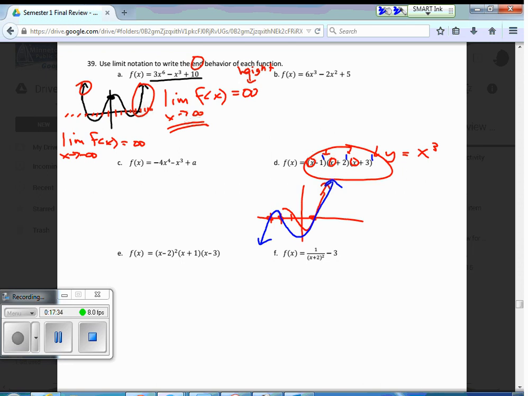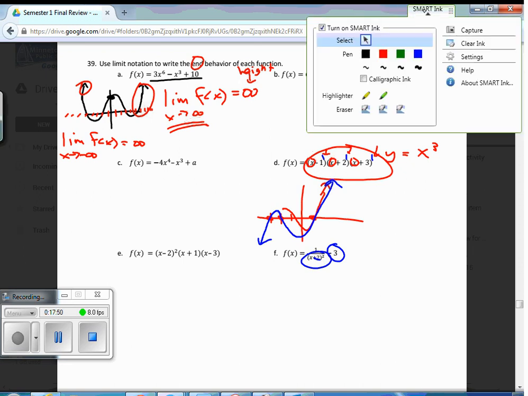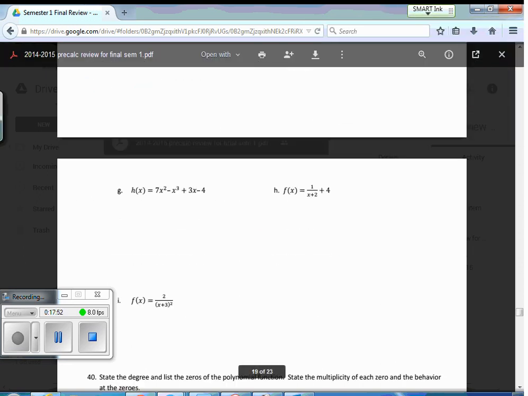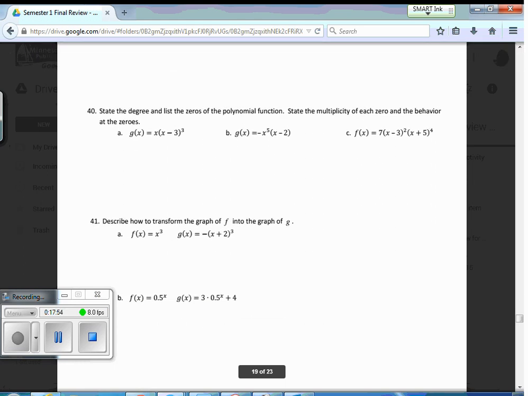All right, so these problems are kind of a combo deal. Do you remember the volcano? This is a volcano that's been shifted down 3 and 2 to the left. All right, let's move on. Got to keep flying here.